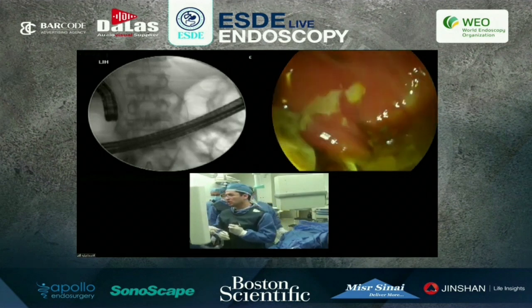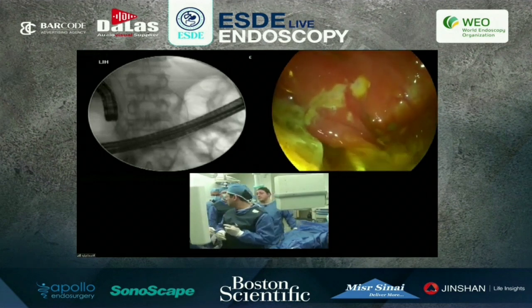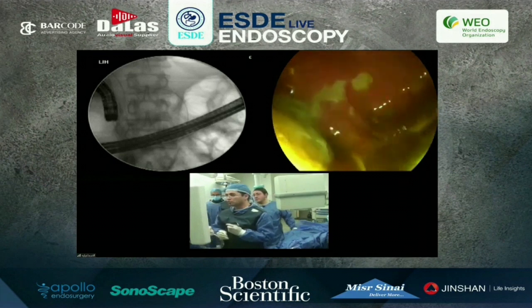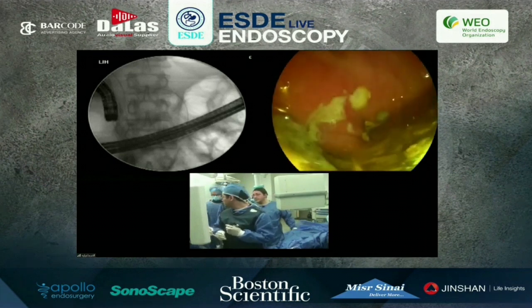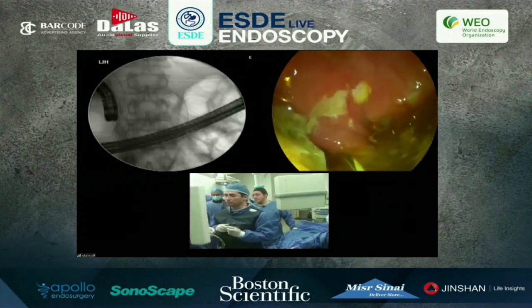We will use an uncovered duodenal stent, WallFlex from Boston, 12 centimeter length, 120 millimeter diameter.